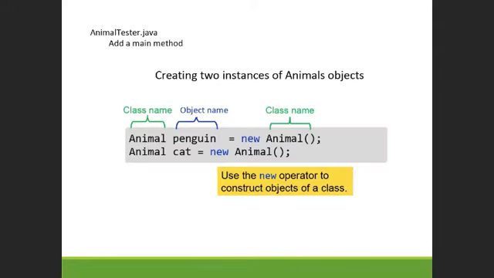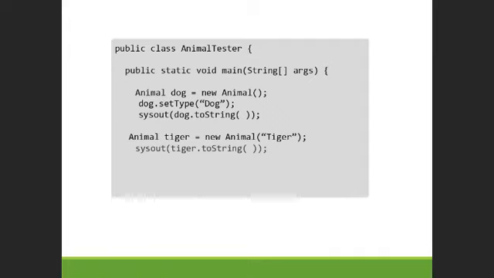Just a couple more examples, and then I'm going to talk real quick about a tree problem. 2 examples, creating instances of objects. Here's our animal. This one's called penguin with our new keyword and the class name. Second one's called cat. Again, this is using our default no-arg. This would be inside of our animal tester class with a main method.